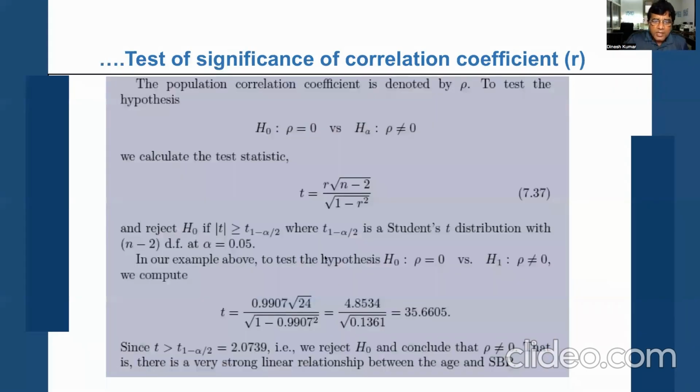So here is the t-test. Last time I showed you the t-test. You can calculate the value of t like this. It is the same formula that you see behind this one; the only thing is that n minus 2 has been taken as the numerator here. You can put the value of n as 4, r is known to you, and you can calculate the t value. Then compare with the table value of t at n minus 2 degrees of freedom. Here the table value is 2.0739, and the calculated value is 35. That means it is significant.